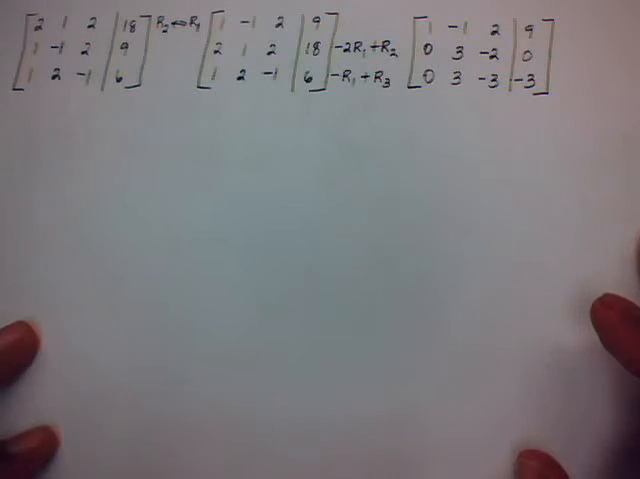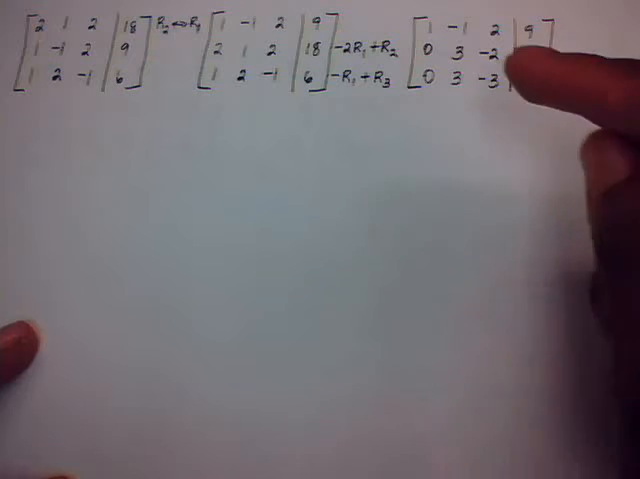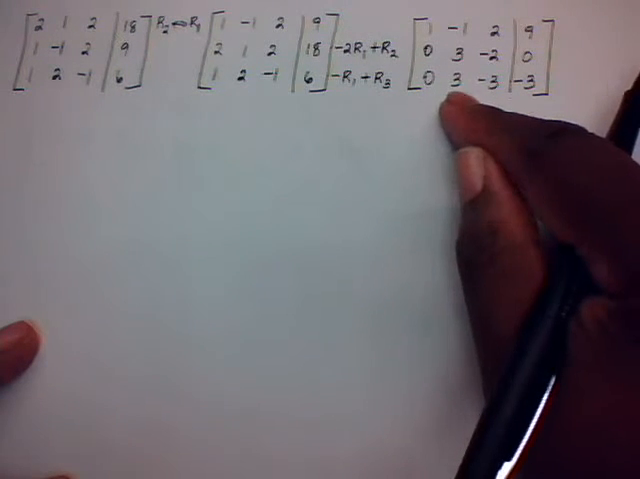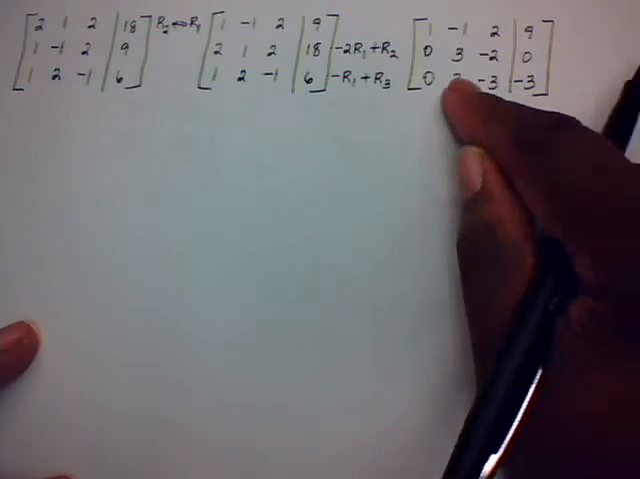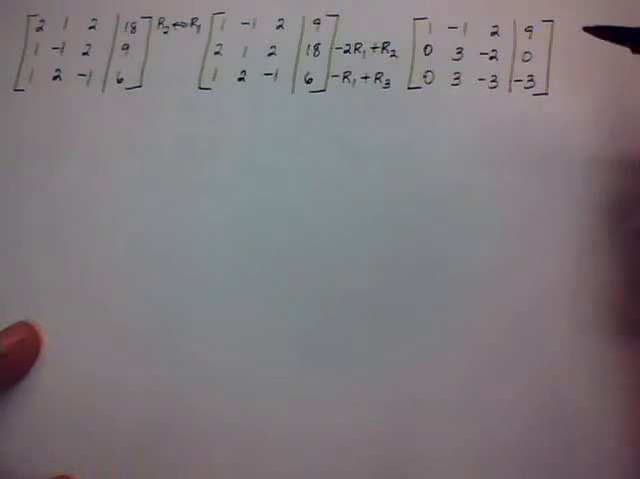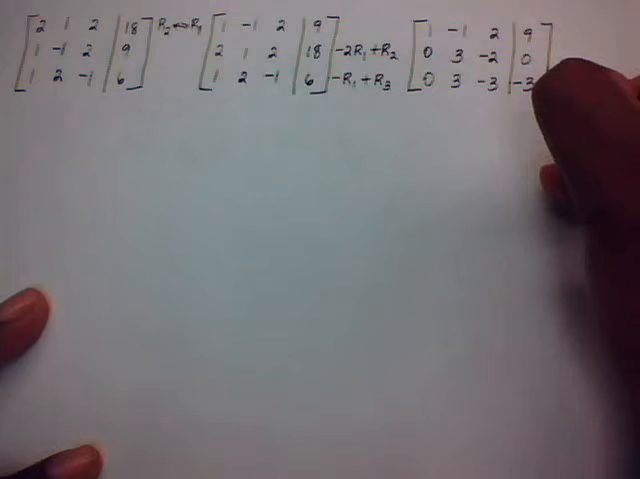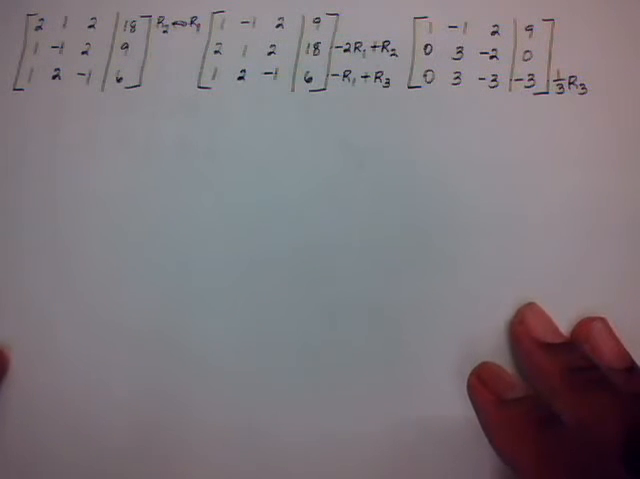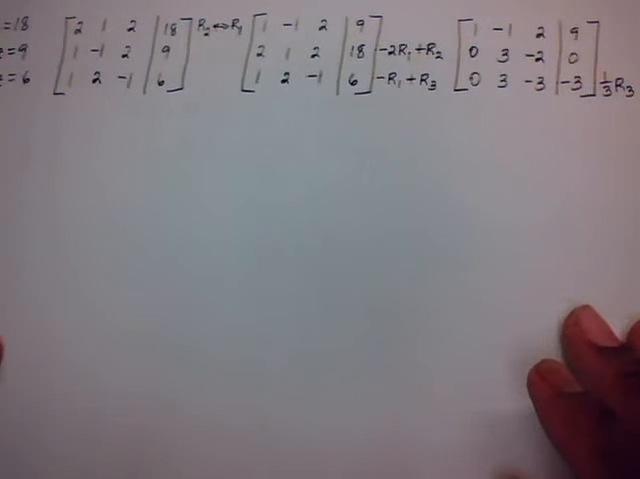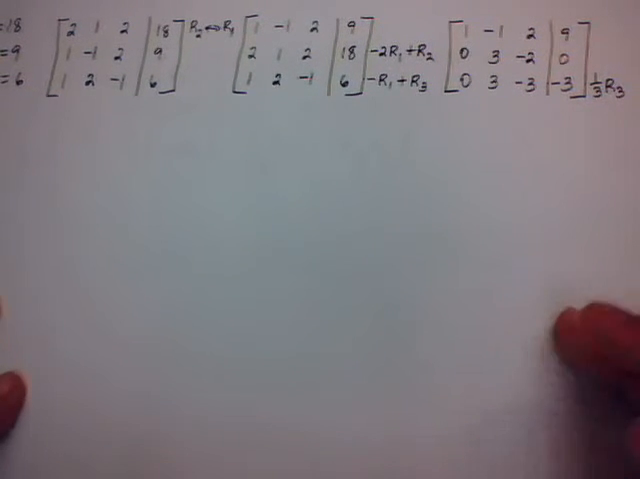Now, it seems like I might not be able to get anywhere with this, but look at this last row. I got 3, negative 3, negative 3. I can take 1/3 of that row. 1/3 of row number 3. Okay? So I'm going to need to start this on a new line here.